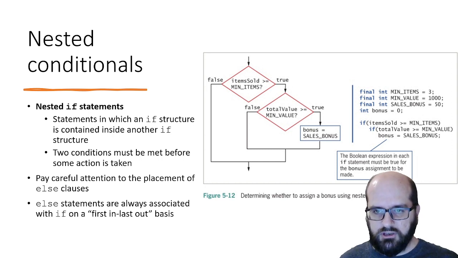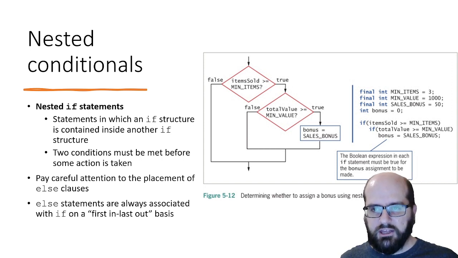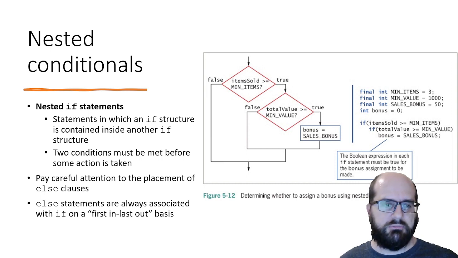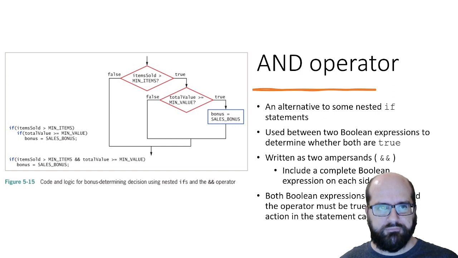flow chart of a bonus structure here, and effectively we need to have the items sold be greater than or equal to the min items and the total value be greater than or equal to the min value for the sales bonus to happen. These two conditions must be true for this to be true. We could have written this differently with an AND operator.